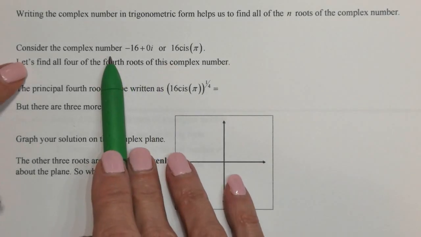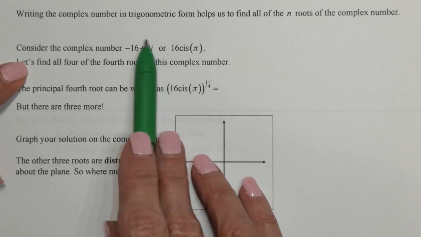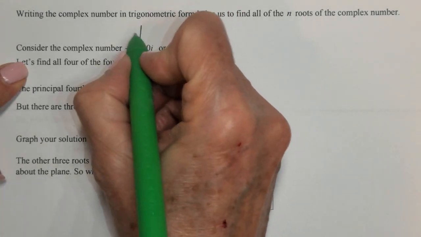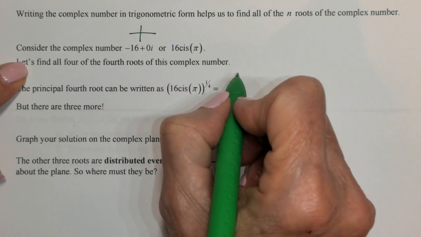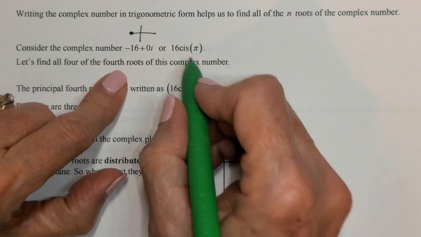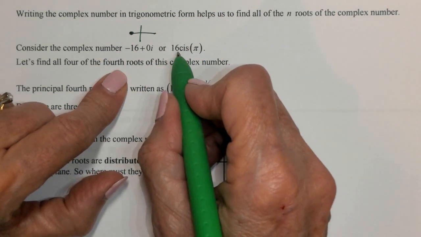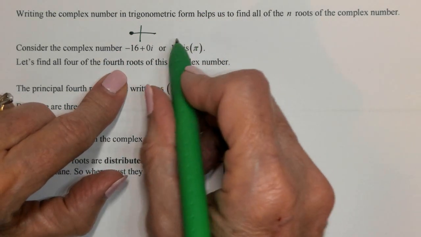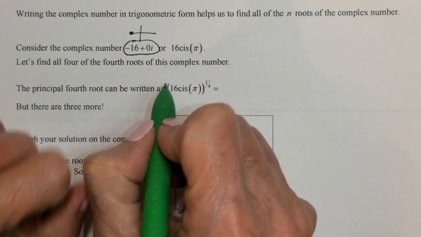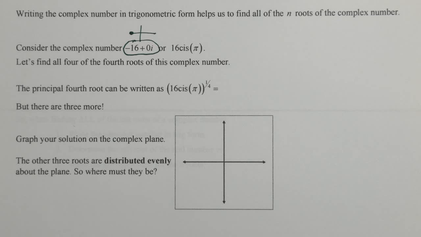Let's consider this complex number, -16 plus 0i. We shouldn't need to do any work to get that. -16 is just over here. That is where theta is pi, r is 16. So hopefully when you see this, you do not need to do a lick of work to write that in trig form. Okay, let's list all 4 of the 4th roots of this complex number.